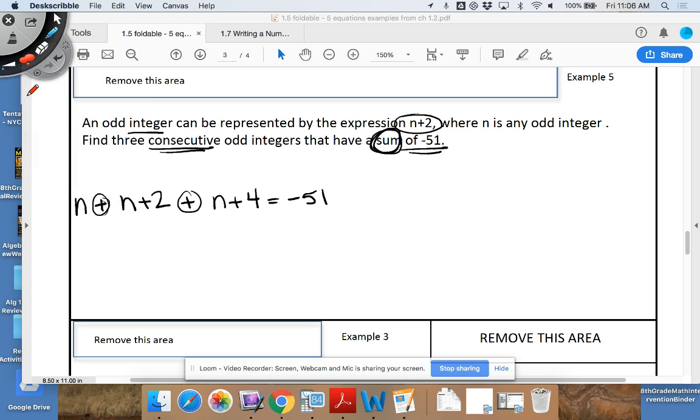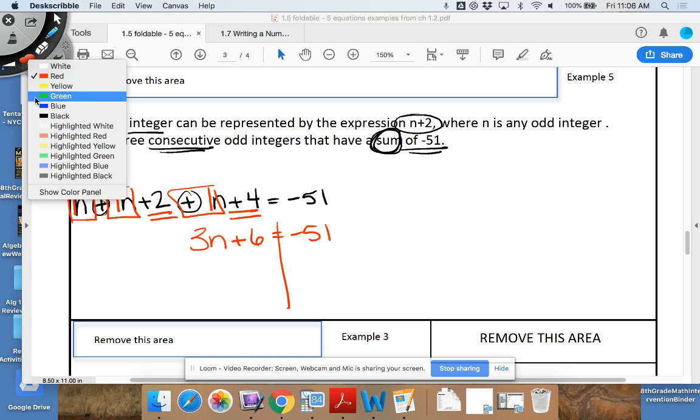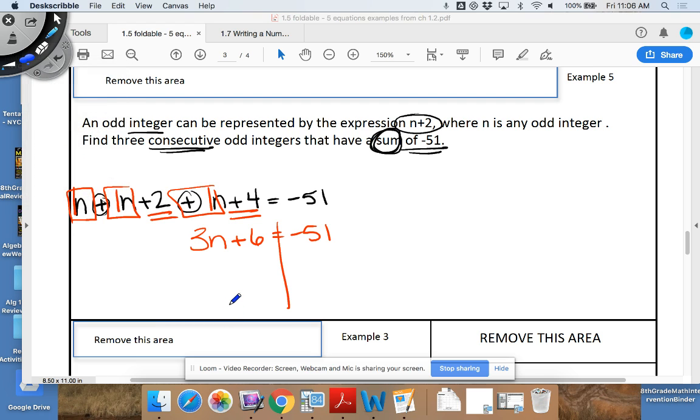I know this one's a little bit tricky. Don't stress. You don't have a homework one just like this, but I just wanted to show you it. So I have 1n, 1n, 1n. How many n's? When I combine like terms, I get 3n. Combine those, we get plus 6 equals negative 51. Draw that line. I forgot to draw the line. So I move the 6 by subtracting.